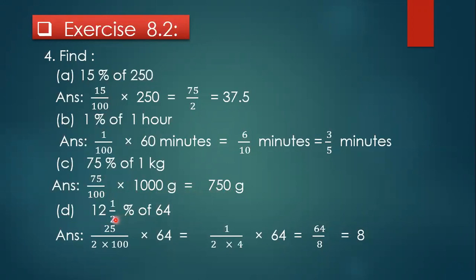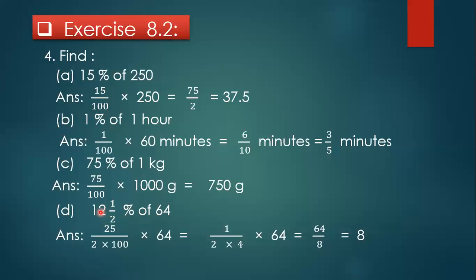Next question. This question is taken from try this. It is not given in exercise 2.2. It is one of the questions in try this. You write this also along with this in the notebook. 12 integer 1 upon 2% of 64. It's a mixed fraction. There is no other question of mixed fraction in the exercise, so I have added this question. And this mixed fraction first we will convert into improper fraction. You know how to convert mixed fraction to improper.